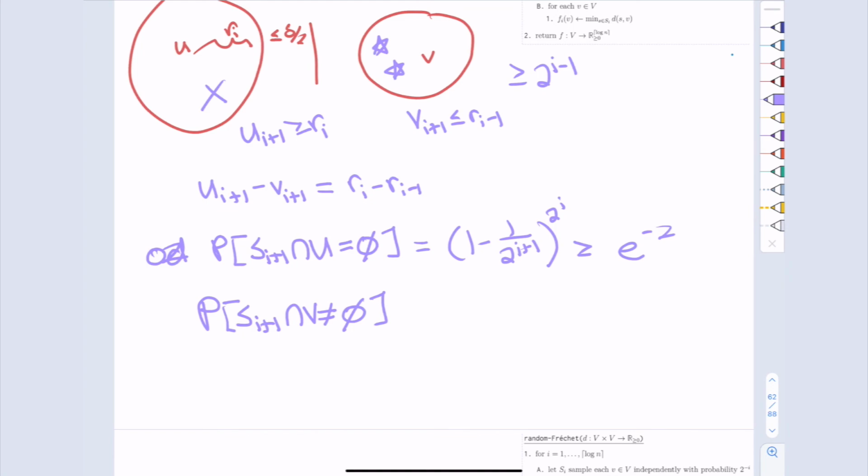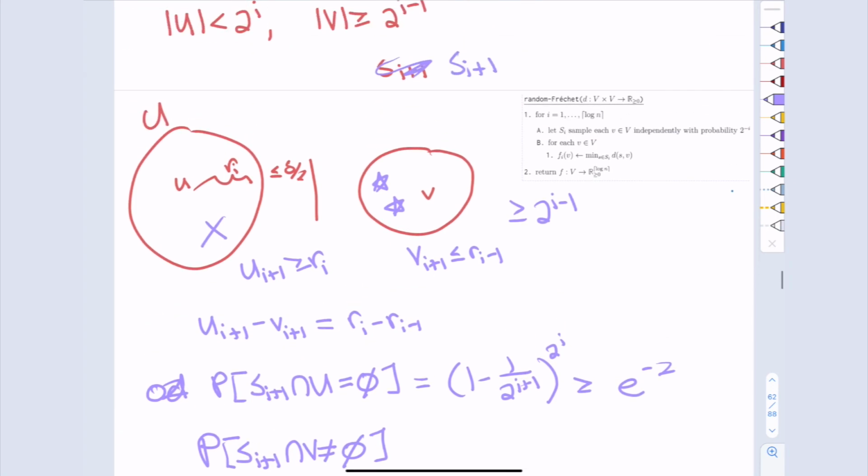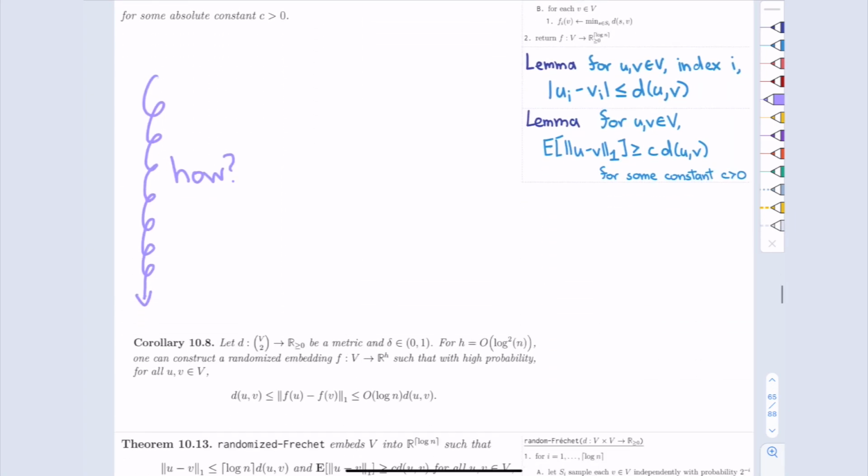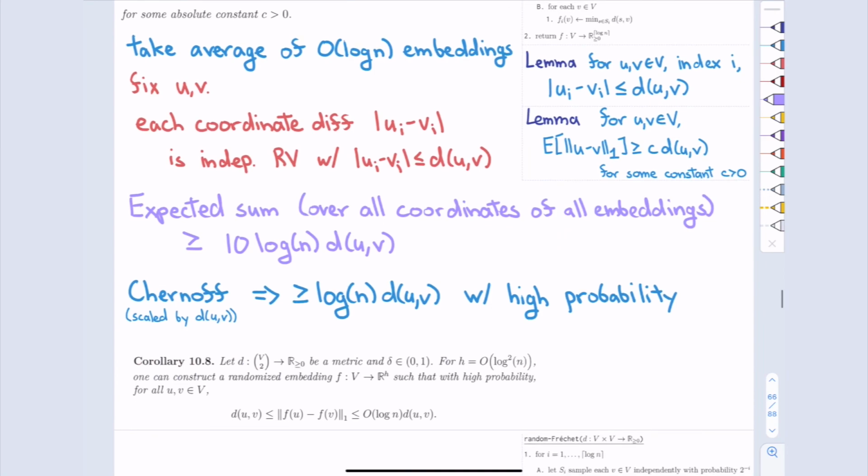The last important part is that those two sets are disjoint. So you multiply those probabilities together, and with constant probability you'll hit V and avoid U. That gives you the gap you need for this coordinate, and then you'll get what you need with constant probability. I skipped the case where r_i is bigger than delta over 2, but it's the same idea, with some nuances. It's not a big deal, check out the notes. To get the high probability at the end, you would just take the average of log n of these things, and you end up applying a Chernoff bound over the whole thing.